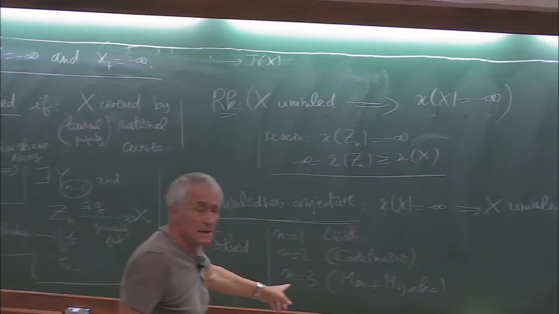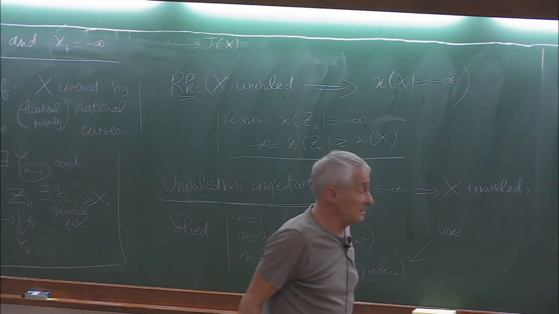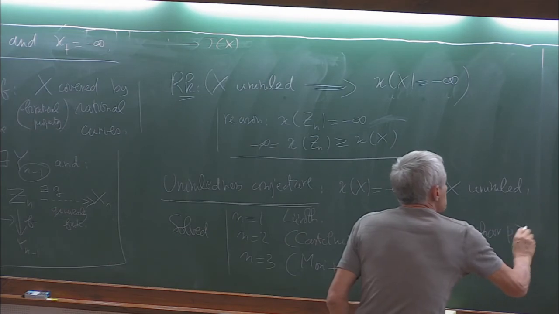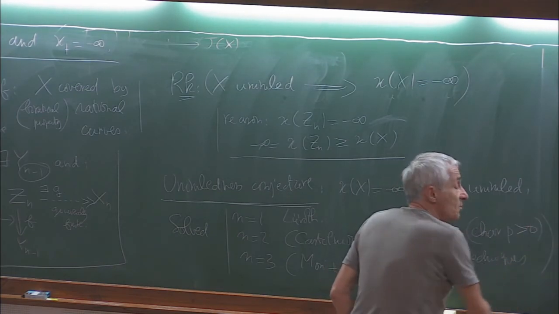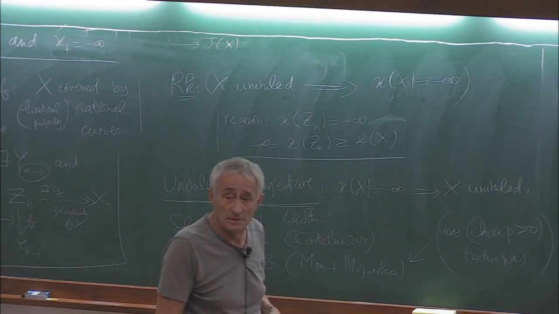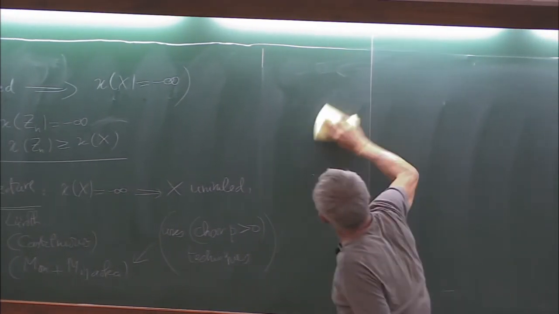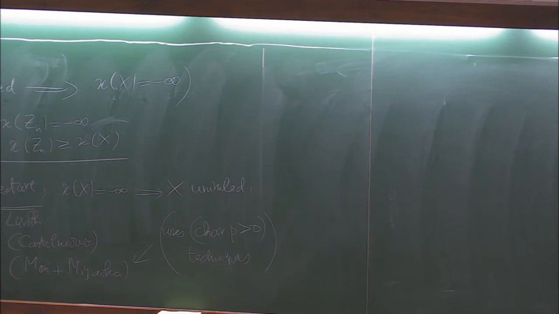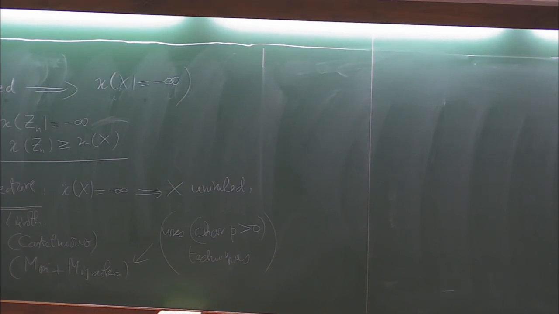So you have this, but this uses really, this is very central, characteristic p positive techniques. There is presently no characteristic zero proof for this result in dimension three. And now we would like to understand a little bit better what is this property here. This property is very abstract, and we would like to interpret this.